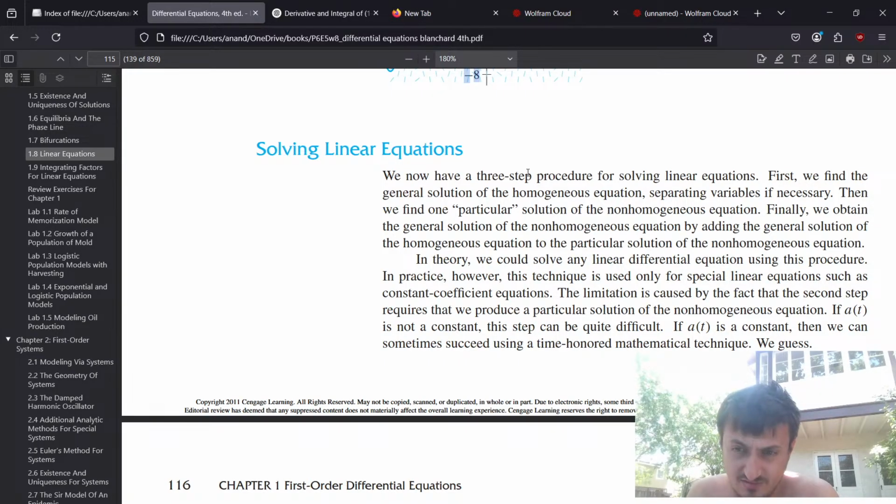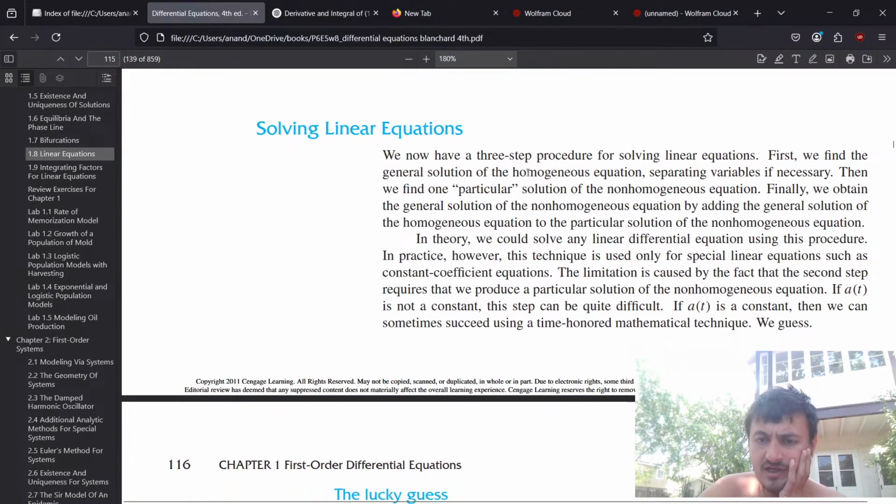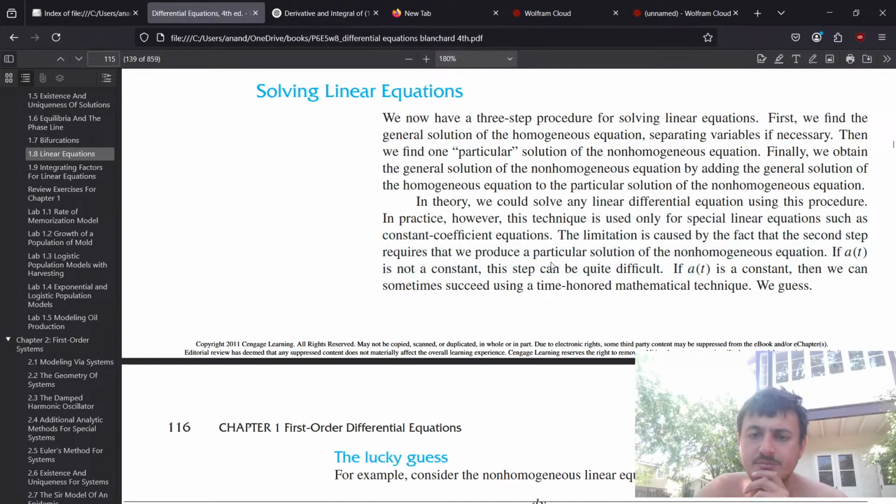In theory, we could solve any linear differential equation using this procedure. In practice, this technique is used only for special linear equations such as constant coefficient equations. The limitation is caused by the fact that the second step requires we produce a particular solution. If a(t) is not a constant, this step can be really difficult.